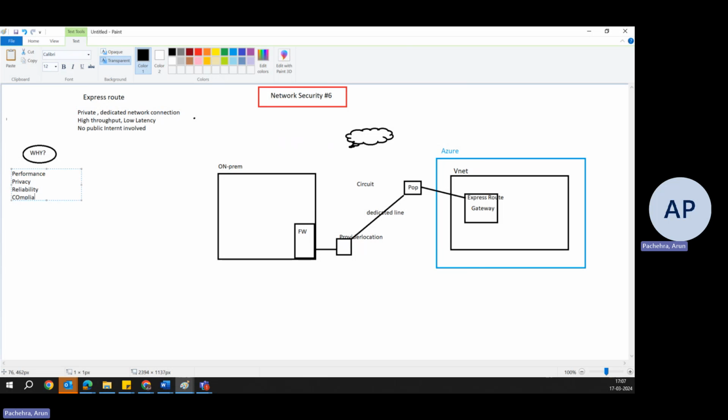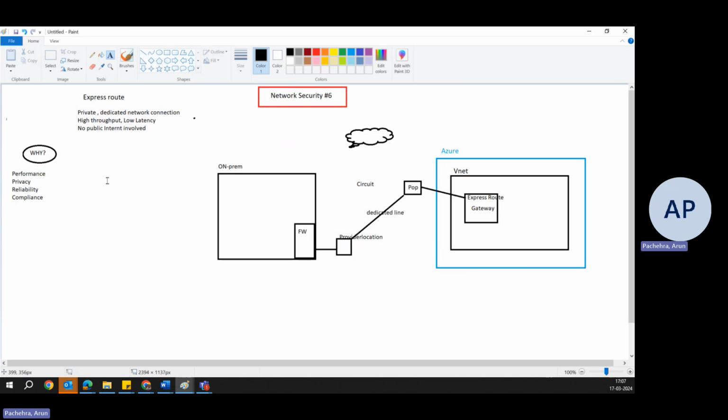Then compliance. If somebody has to maintain compliance where their data should not travel on the public internet, it should go via a dedicated line or a controlled and monitored network path. So ExpressRoute is your choice. So these are a few reasons why you could choose ExpressRoute.